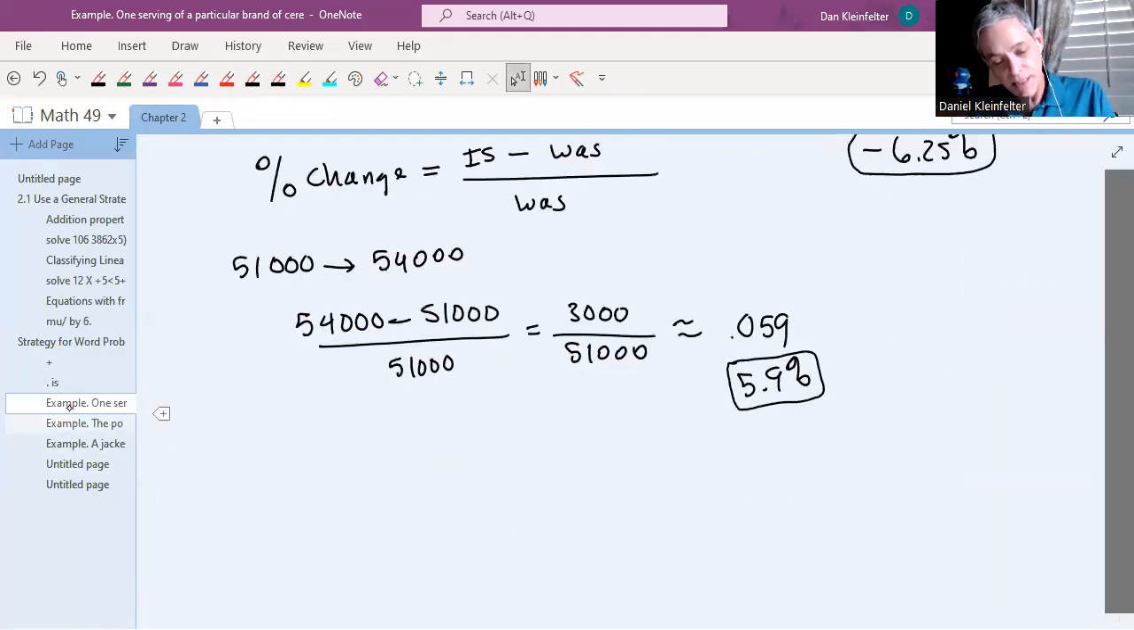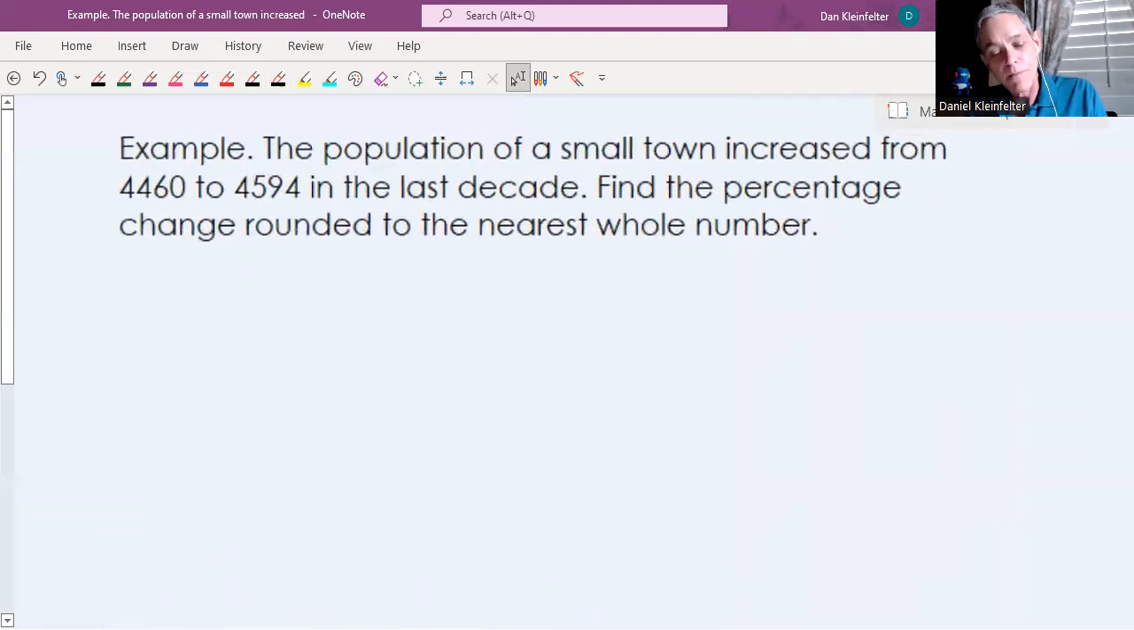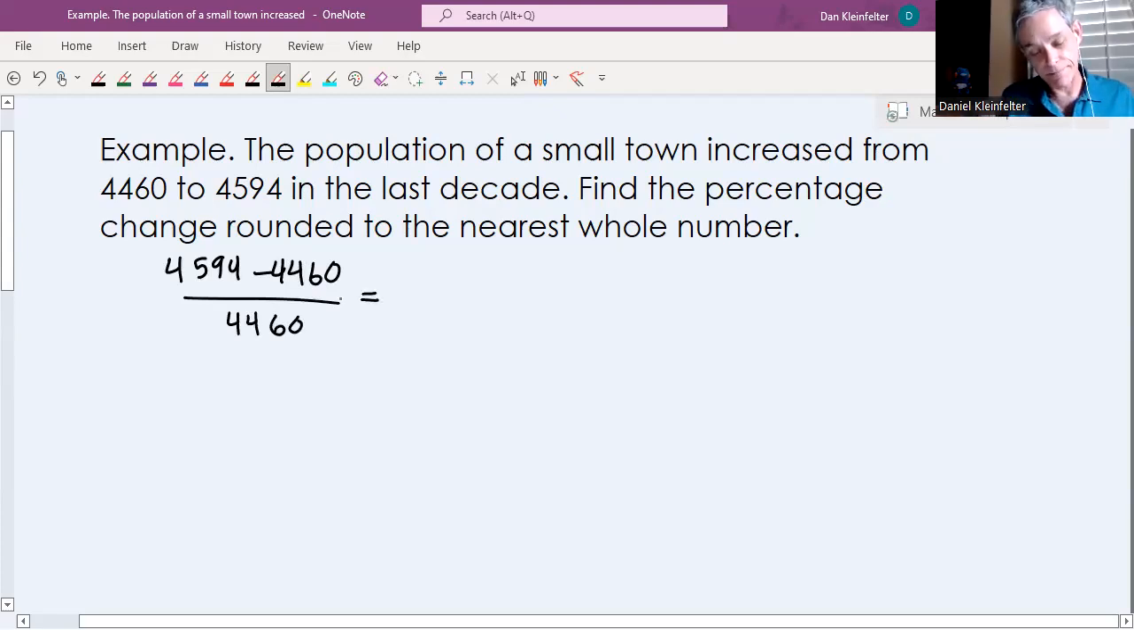Okay, so let's try some examples. So here we're told that the population of a small town increased from 4,460 to 4,594 in the last decade. We want to find the percentage change rounded to the nearest whole number. So it increased. So what it is now, 4,594 minus what it was divided by what it was. So let's compute that.